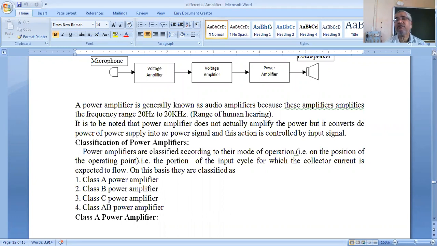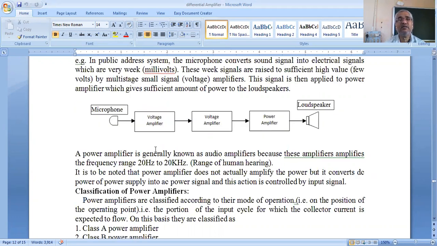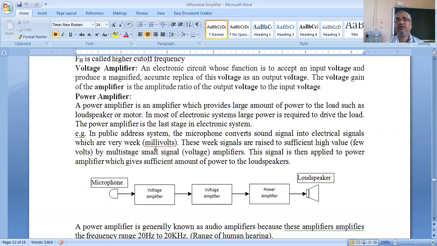Voltage amplifier simply amplifies the voltage, or it raises the level of the output voltage. On the other hand, the power amplifier provides a large amount of power to the load. For example, in the loudspeaker system, the loudspeaker is the load, or if you are driving any motor using the amplifier, then the output load will be the motor. So to drive this loudspeaker or heavy loads, the power amplifiers are required. So power amplifier is the last stage in the electronic circuits or in any amplifier system.